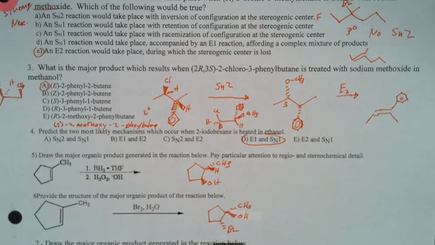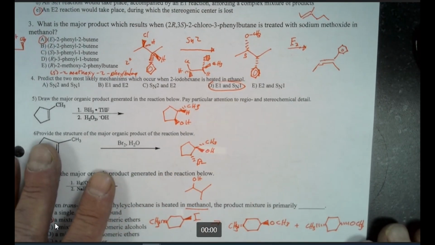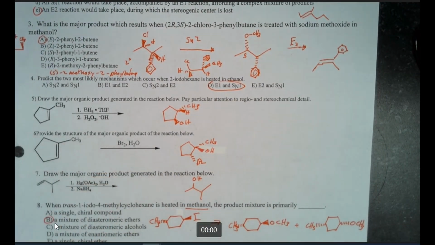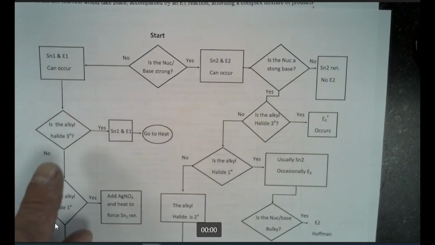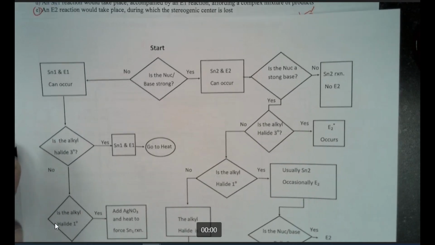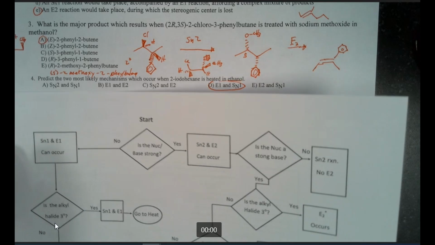No? That one should have been a two-pointer maybe. Predict the most likely mechanism when 2-iodohexane is heated in ethanol. 2-iodohexane. Is the nucleophile a strong base? No. So we have first-order kinetics. Is the halide tertiary? No, 2-iodohexane is going to be secondary.